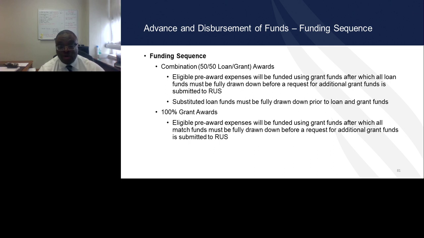For 100% grants, awardee is similar. Pre-award expenses can be funded using grant funds. However, all the required matching funds must be fully drawn down before additional grant funds can be advanced by our US.